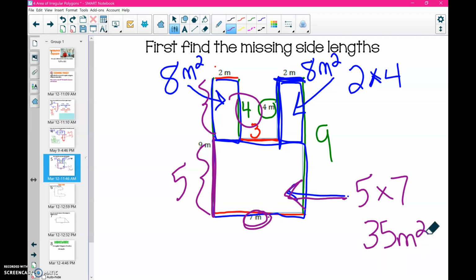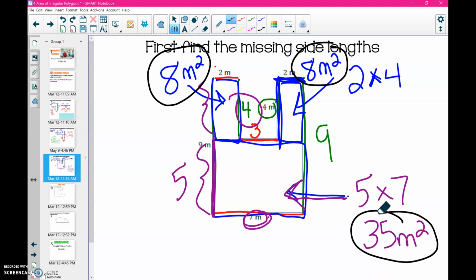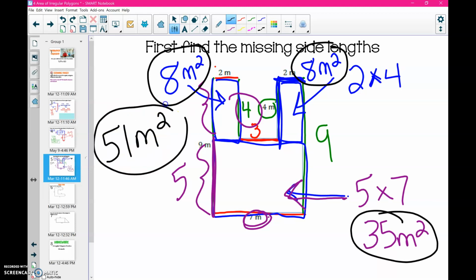So now I just need to add everything up. I know it's looking a little messy here. Let me get another color going. I'm going to use black here real quick. So we've got the 8 from this rectangle plus the 8 from this rectangle and the 35 from this rectangle. So we're going to add that up. Use your calculator to add that up. So we're going to do 35 plus 8 plus 8 to get 51 meters squared. That would be our answer to this problem.